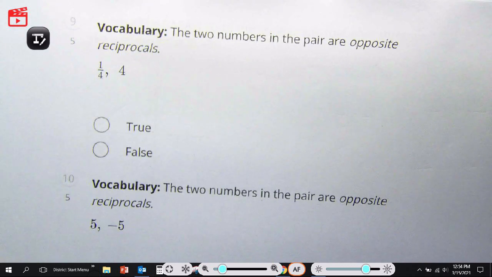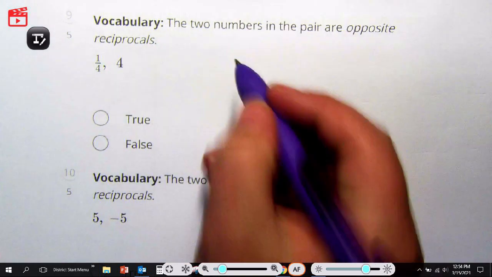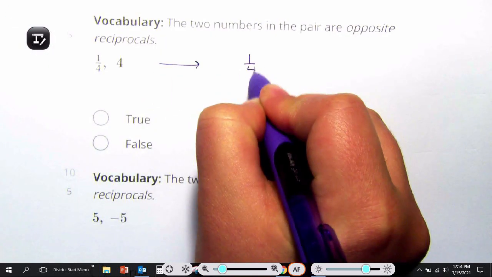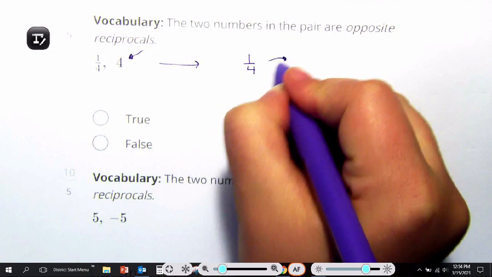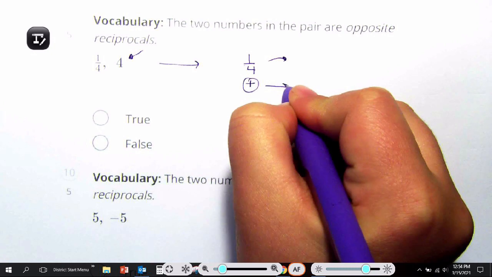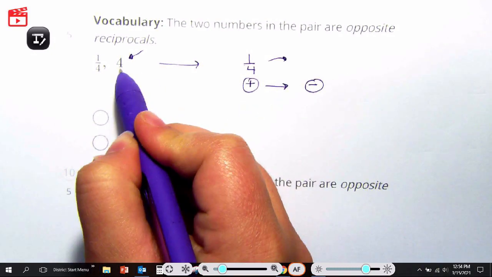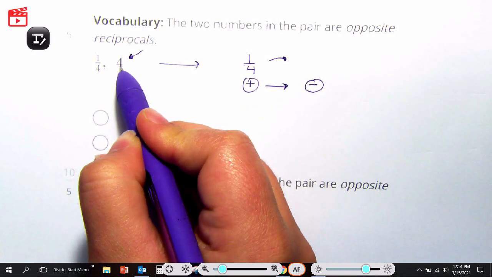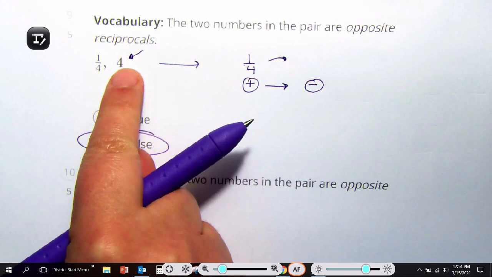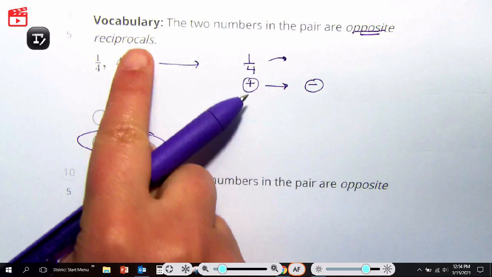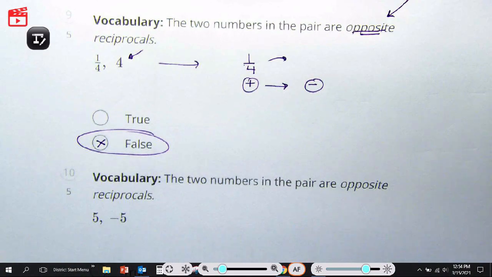Moving on. Two numbers in the pair are opposite reciprocals, so we have to double check again. They give us 1/4 and they give us 4. So let's take one of the numbers, find the opposite reciprocal, and check if it is 4. The first thing we want to do is take the opposite of a number. This is positive. The opposite of that is negative. Is this a negative number? No. So because it already is not a negative number, these are not opposite reciprocal. They are just reciprocals, but we need opposite.